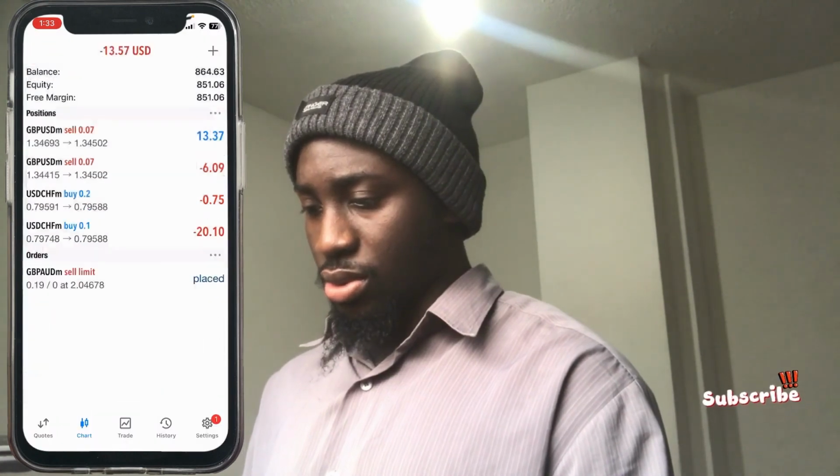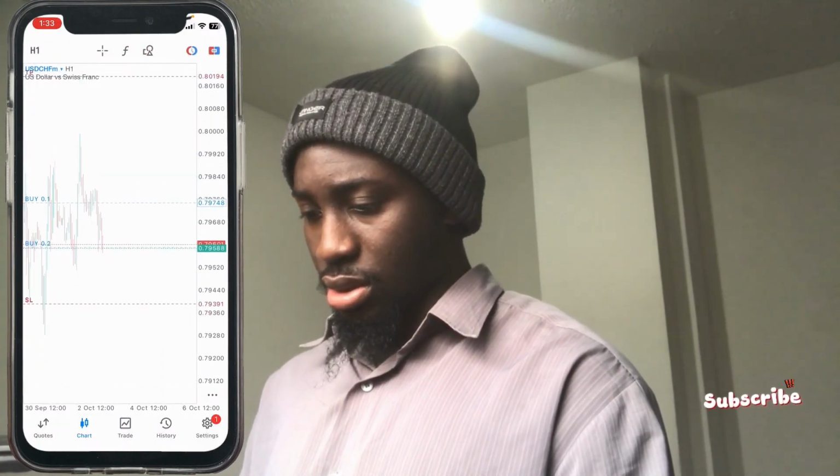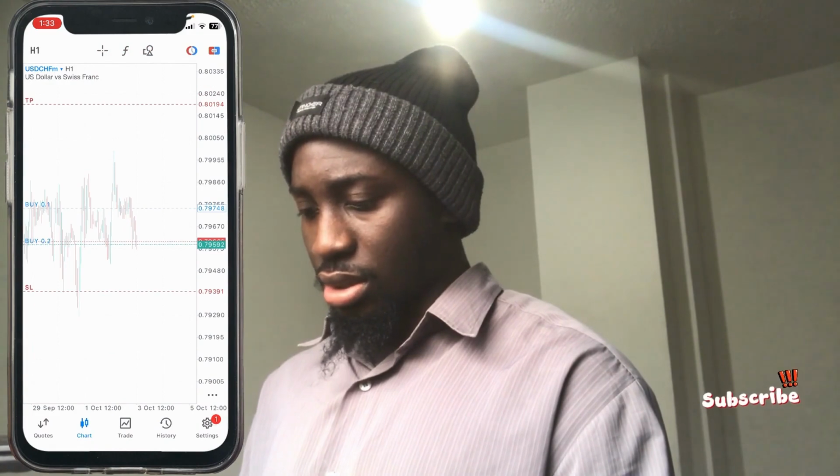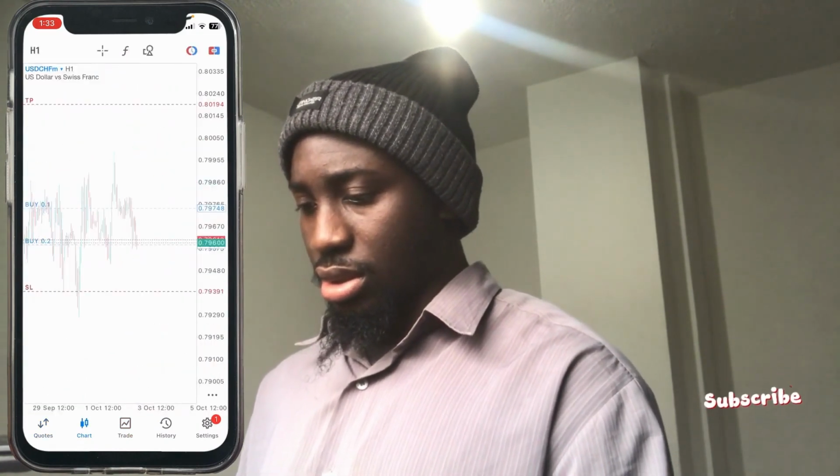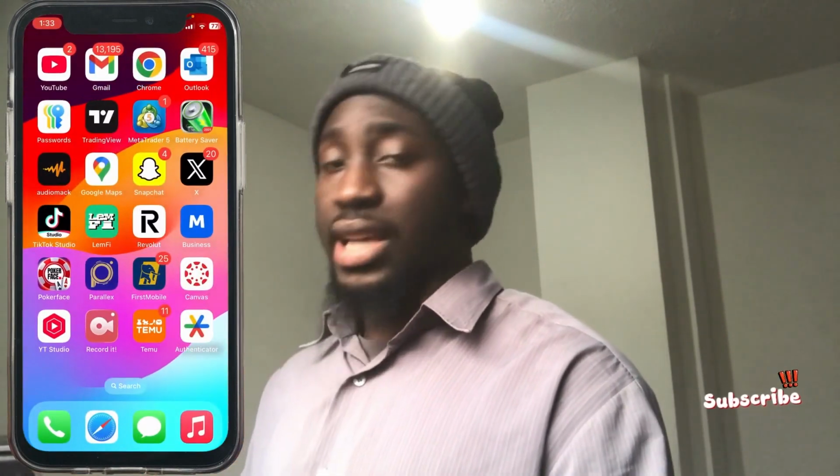Then for USD CAD, leave it like that. The USD CAD like this. Let's see, guys. It is what it is.